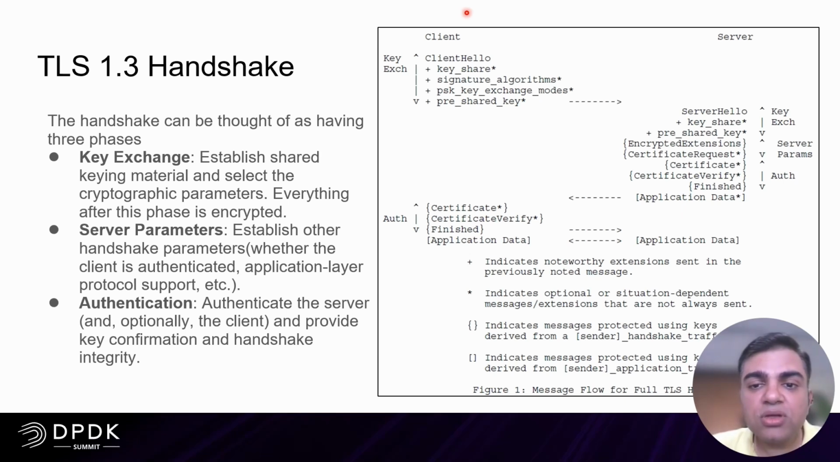Upon receiving the server's messages, the client responds with its authentication messages. At this point, the handshake is complete between the server and the client, and they can derive the keying material required by the record protocol layer to exchange application layer data protected through authenticated encryption. This flow diagram is taken from the TLS 1.3 RFC specification.